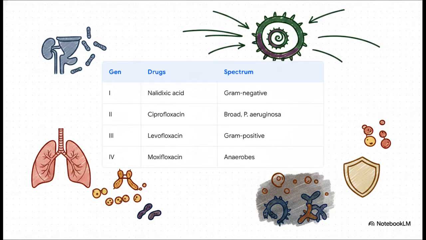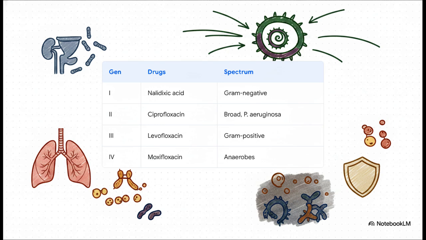Moving on to Section 2, Evolution of Generations. Let's see how this builds across the different iterations of the drug. Generation 1, like nalidixic acid, wasn't even fluorinated yet. It had a really narrow gram-negative spectrum and pretty poor tissue penetration. It was useful mainly for just simple UTIs.